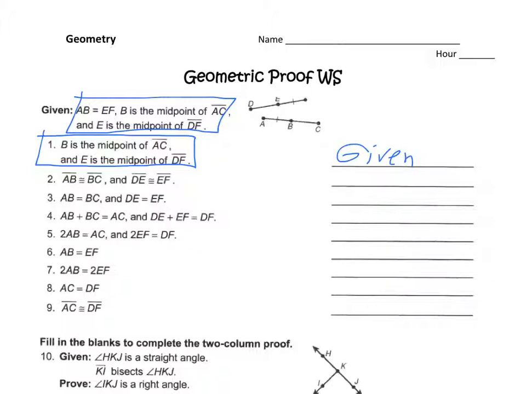AB is congruent. So that says B is the midpoint of AC. Well, that means that this segment is congruent to this segment. That's what we're saying here. And the same with DE and EF. Those are congruent because that's the definition of midpoint. If we have a midpoint, then the two segments are congruent. Midpoint is what that's abbreviated for.